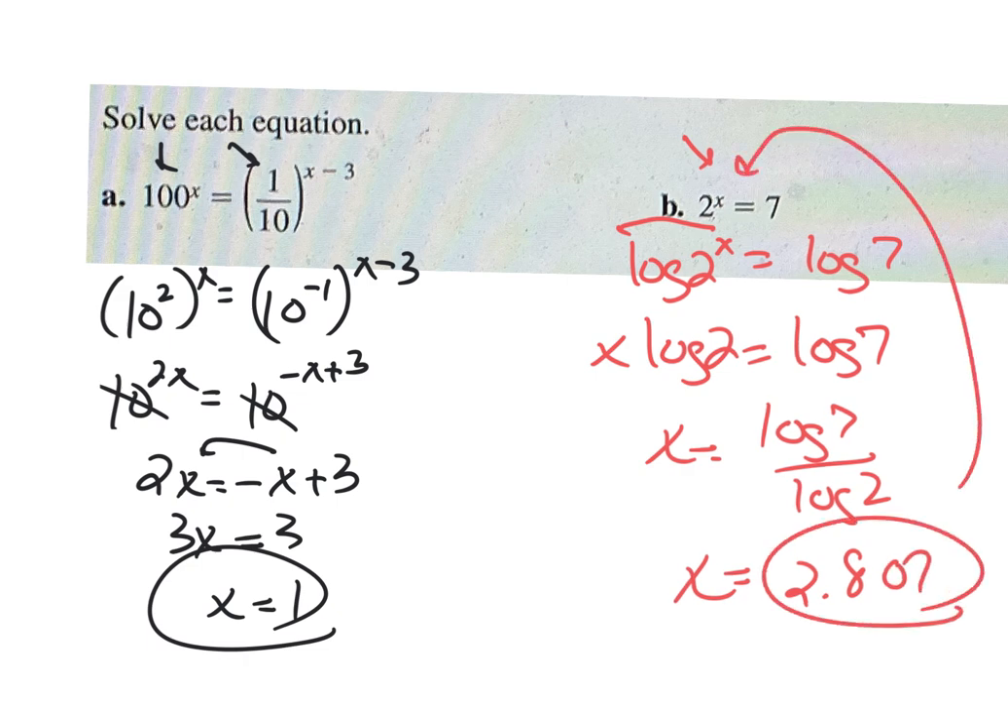And that makes sense because think about it: 2 cubed, 2 to the 3rd power, is 8. So it should be a little bit less than 3 to get to 7, which is what I got. I got 2.807. All right, so that makes complete sense. All right, guys, that's it. Exponential equations tomorrow. We're either going to find the same base or we're going to log both sides. I'll see you tomorrow.